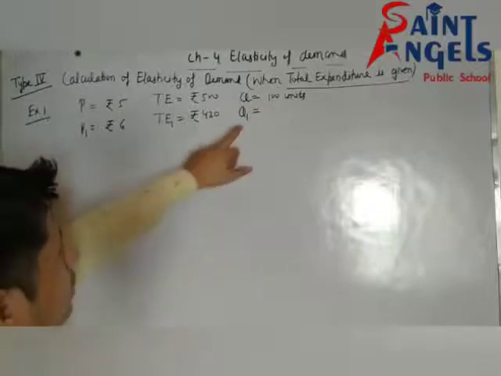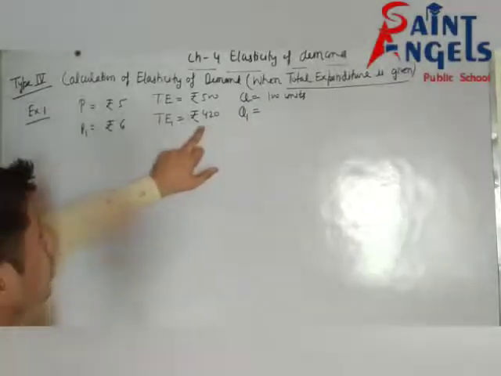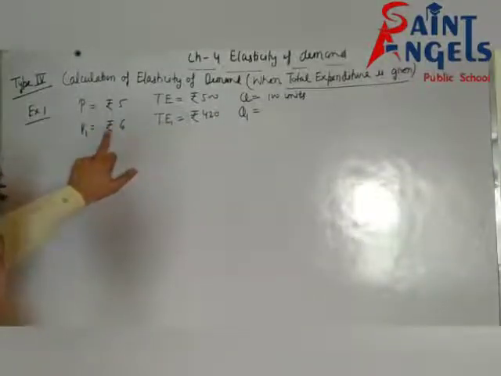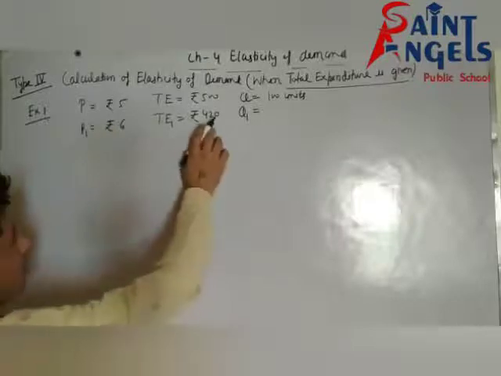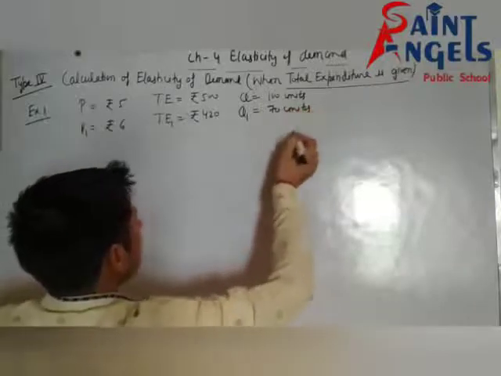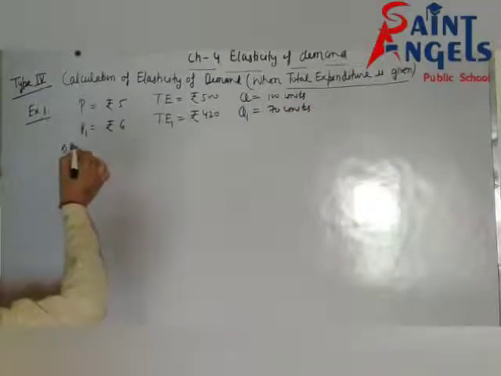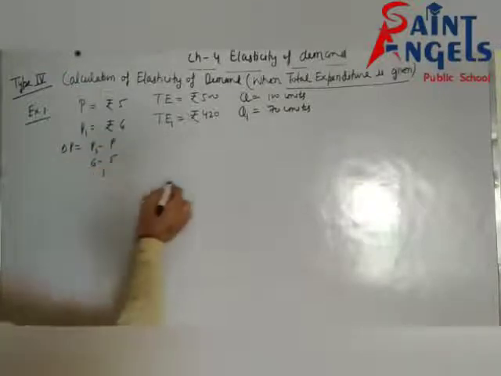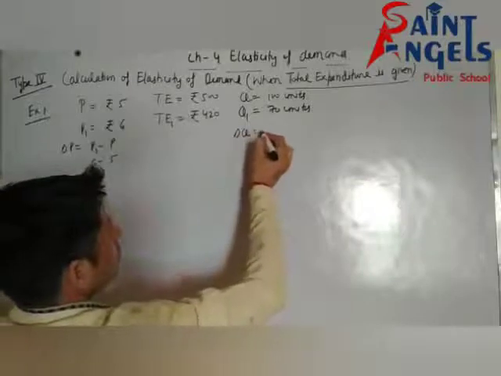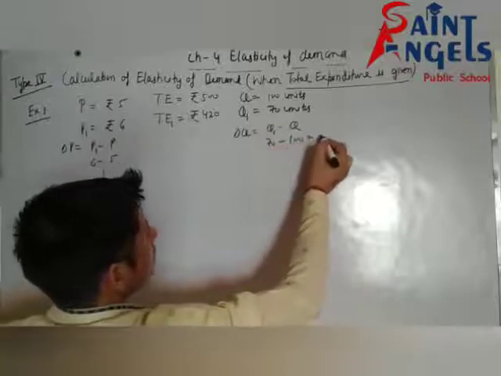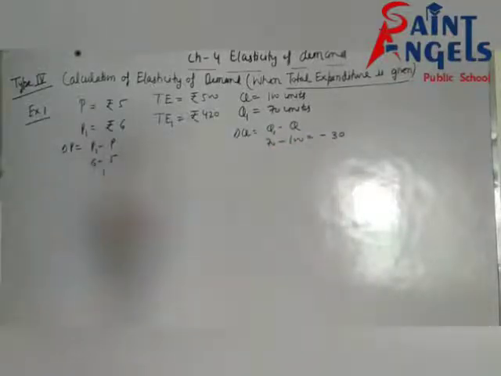See, suppose if you want to calculate Q1. Q1 means new quantity. So what is the formula of new quantity? New total expenditure divided by new price. So 420 divided by 6 means 70 units. See, find here delta P is equal to P1 minus P, 6 minus 5 means 1. Find here delta Q means Q1 minus Q, 70 minus 100 means minus 30. So I hope all of you have understood how you will calculate this.